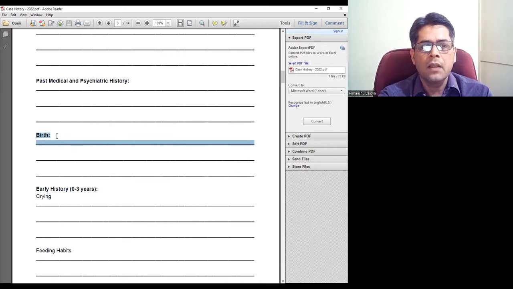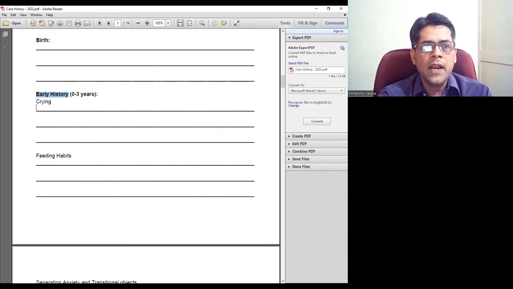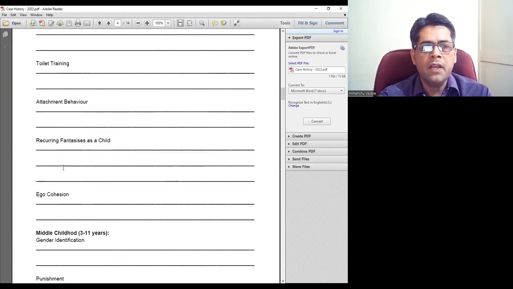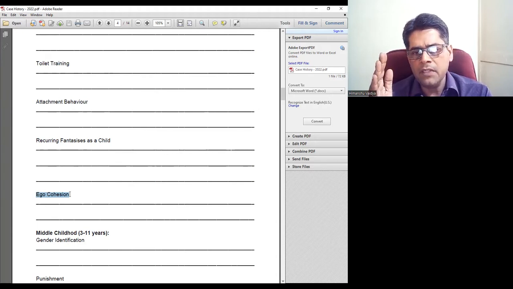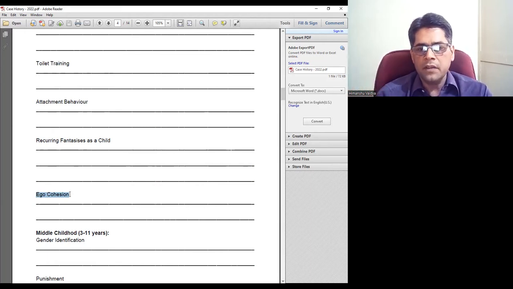The life story begins with birth and infancy. You can call it infancy or early history; psychiatrists use the word early history. In that, we look at crying, feeding habits, separation anxiety, transitional objects, toilet training, attachment behavior, and recurrent fantasies as a child. We also ask some questions to see if a cohesive ego was developed slowly over a period of time in the first 3 years, particularly towards the second and third year. Do we see ego cohesion in the 2 to 3 years, or do we see too many disintegrations of the ego even in that period? How to ask questions on this is a separate part, because that requires some grounding in the cohesion theory.